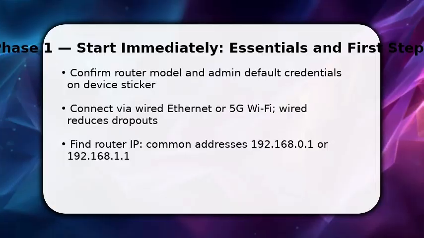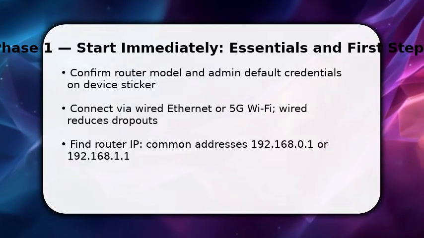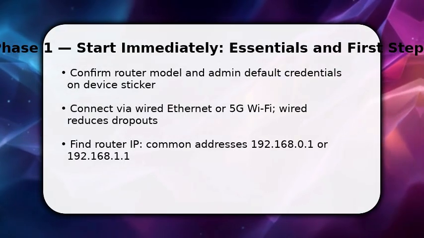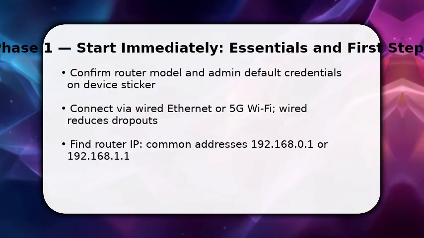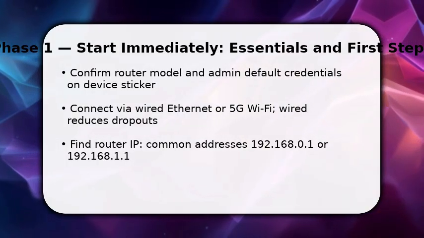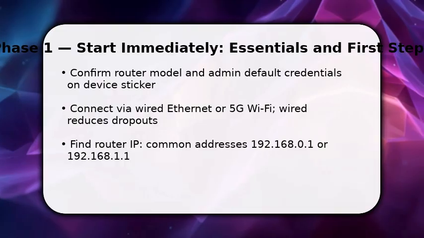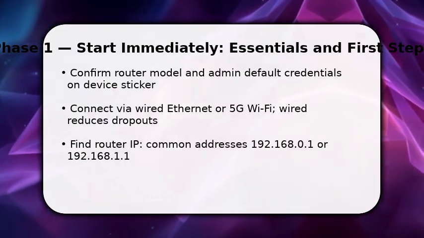You start by connecting directly to the router. Use Ethernet for stability or join the 5G SSID if needed. Open a browser and enter the router IP. Common ones are 192.168.0.1 and 192.168.1.1.